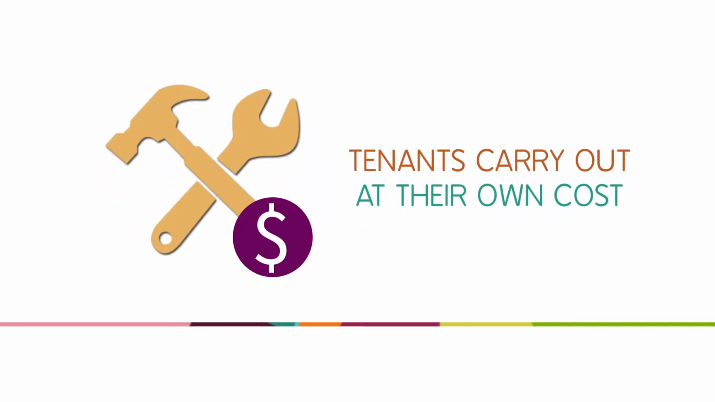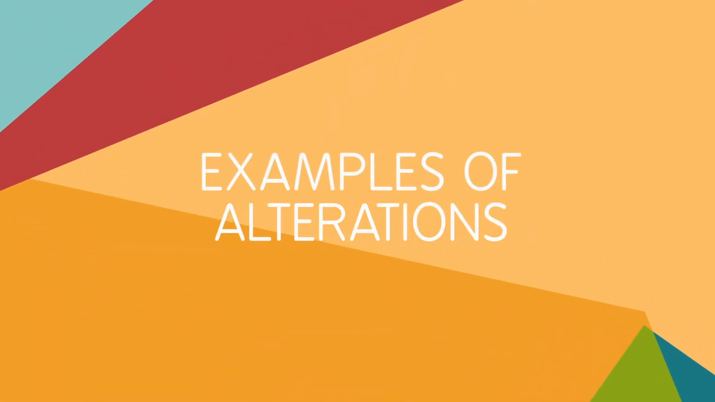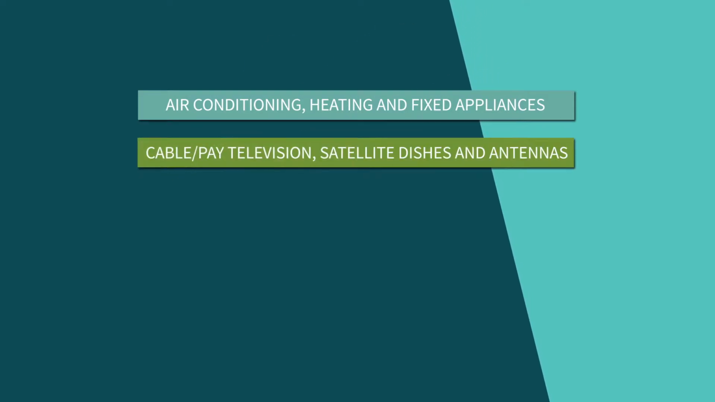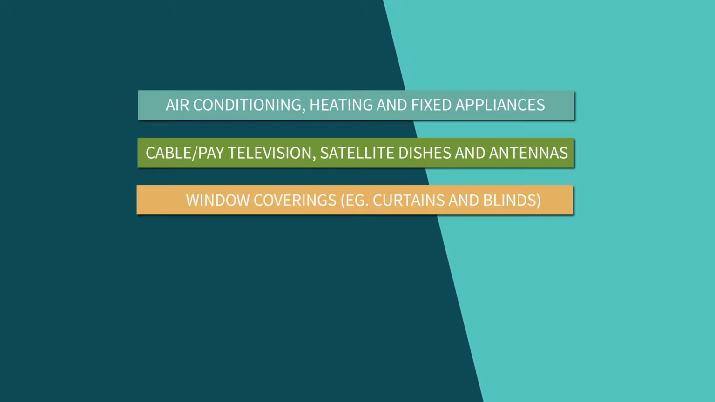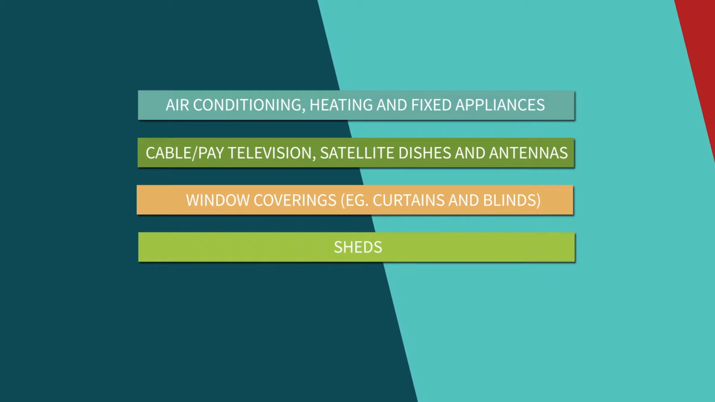Alterations are works or improvements to a property that a tenant carries out at their own cost. Some examples of alterations are air conditioning, heating and fixed appliances, cable, pay television, satellite dishes and antennas, window coverings, for example, curtains and blinds, sheds.